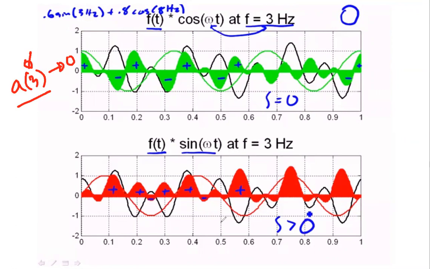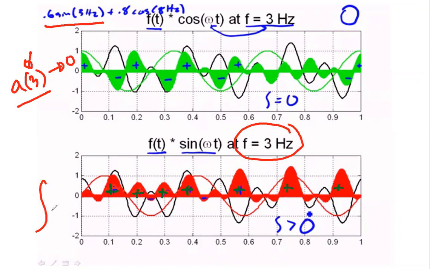Okay, what about the imaginary part? The imaginary part means the 3 hertz sine signal. Unfortunately, we already know that our unknown signal contains a 3 hertz sinusoidal signal. So after doing the summation, they are not canceling each other. You have a lot of plus components, a lot of areas in the upper side compared to the lower side.